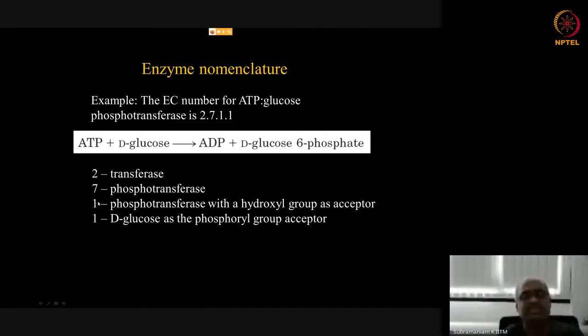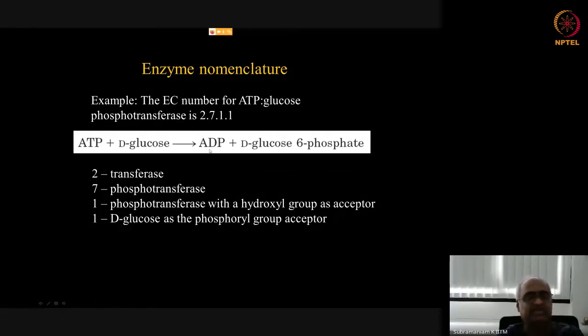And then which hydroxyl group is the acceptor here? It is D-glucose that is the acceptor, and that is how it gets 2.7.1.1. So when you come to the fourth digit, it specifically defines that enzyme. No longer is it a group, okay, this is a specific enzyme. So this is the only enzyme that transfers a phospho group to a hydroxyl group of glucose. So this is how you have this hierarchical 4-part number system for naming the enzymes.